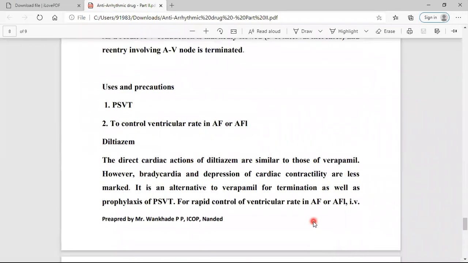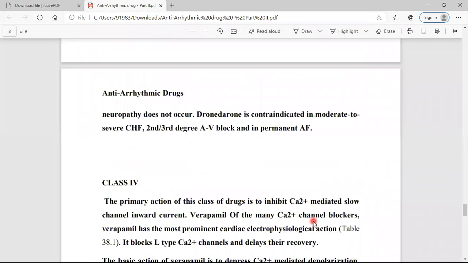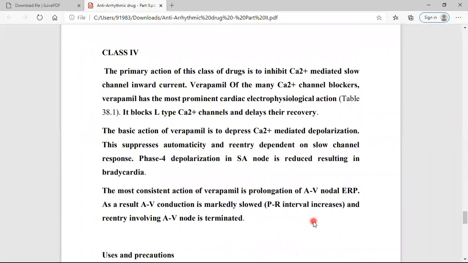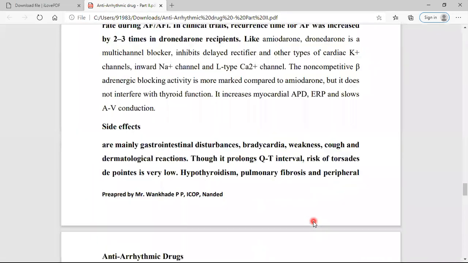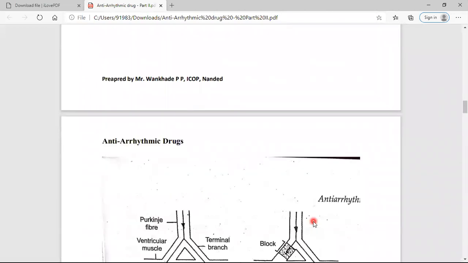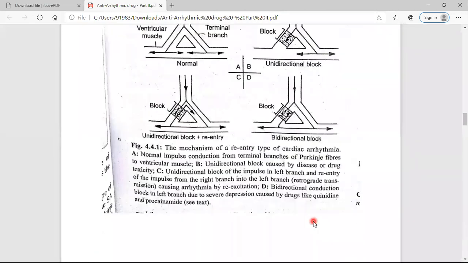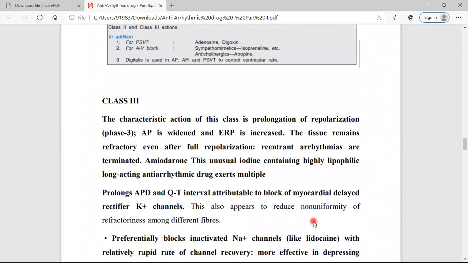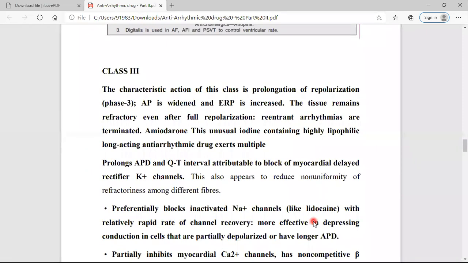So this is about the class 4 drug, the calcium channel blocker. If you have any questions, you can ask now, or you can ask in the comment chat box.